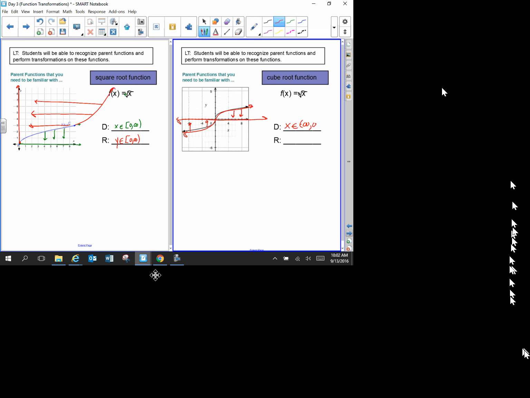Flatten it to the y-axis. All of these values continue to be pulled right down to the y-axis. They are all real numbers. Questions so far on those graphs?